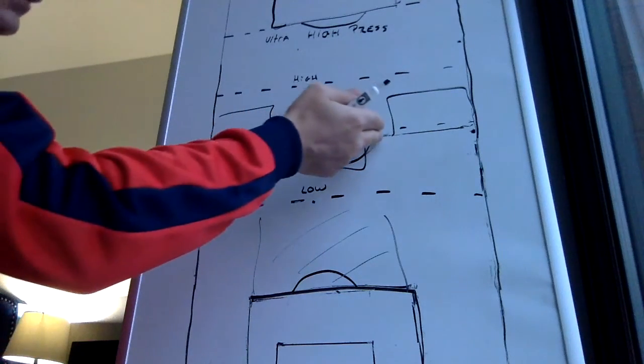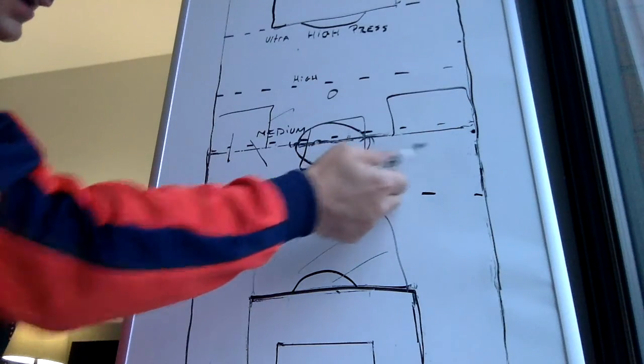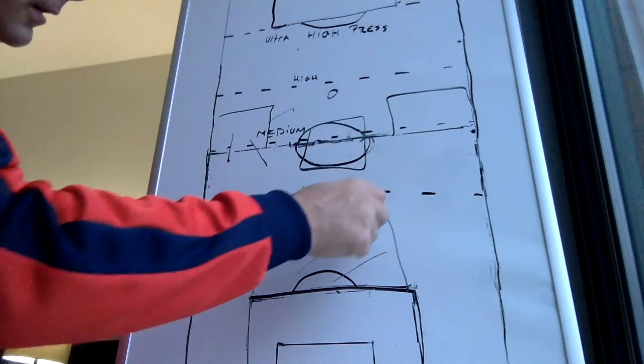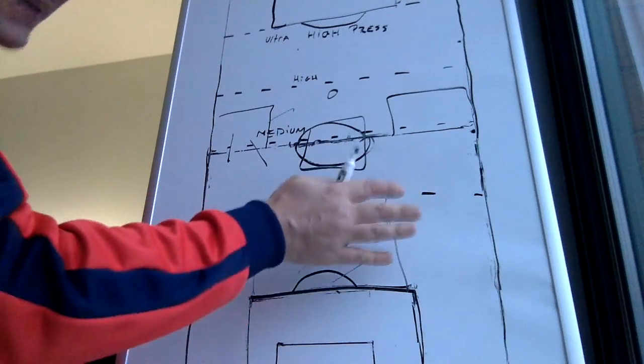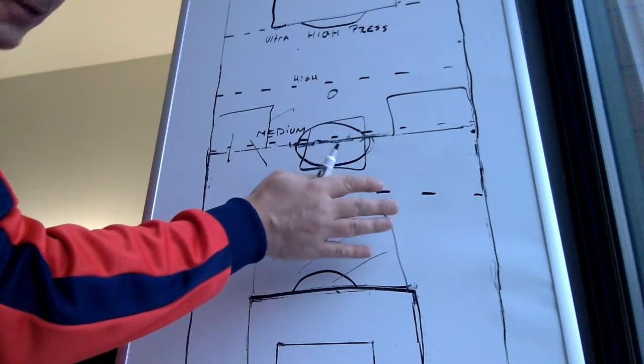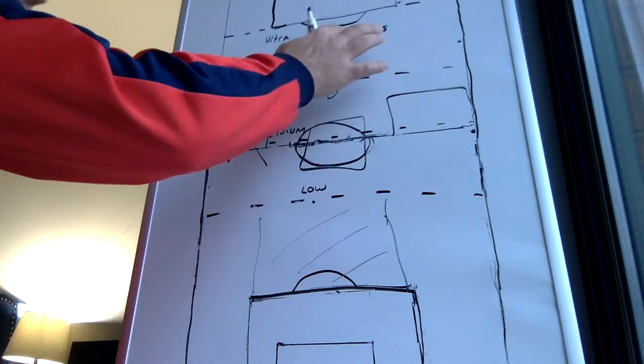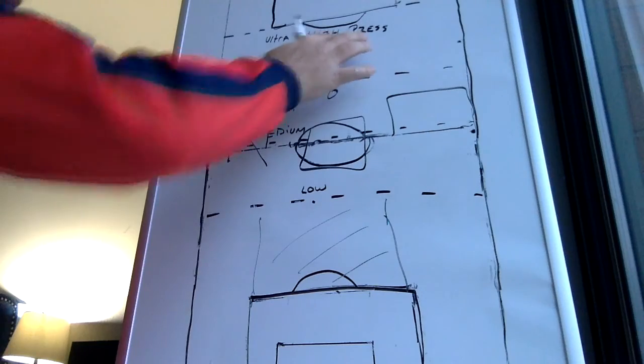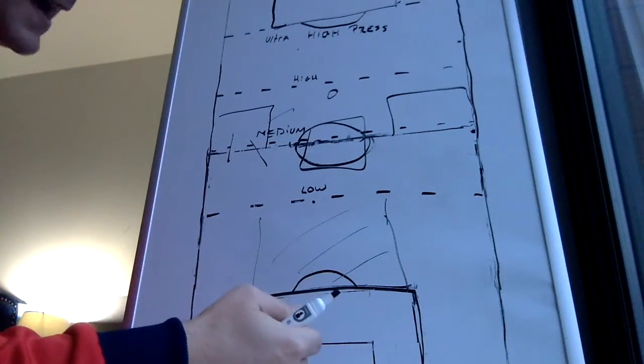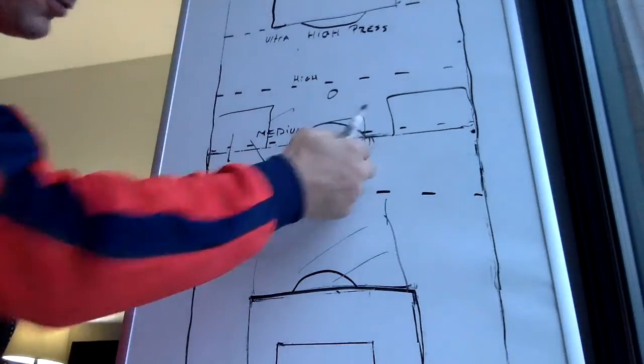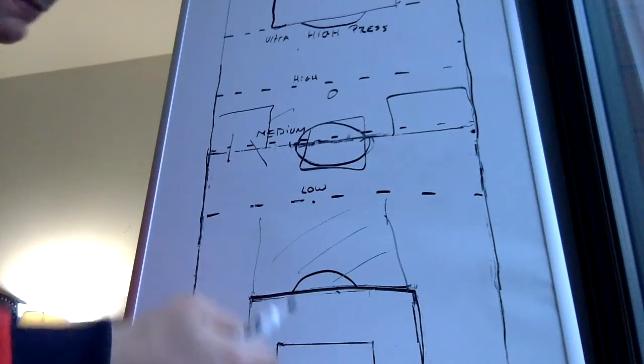And if your philosophy is to sit in a low block and aggressively zonal defend, that's fine. Mentally, players have to be prepared to do that. And if you're going to aggressively high press, mentally, it's almost a different strategy. And if you're going to do both in one half, then the players have to be prepared for that.